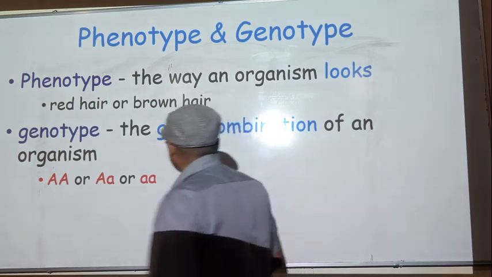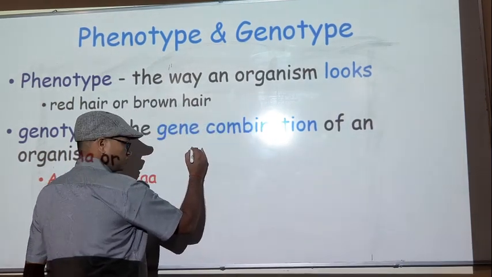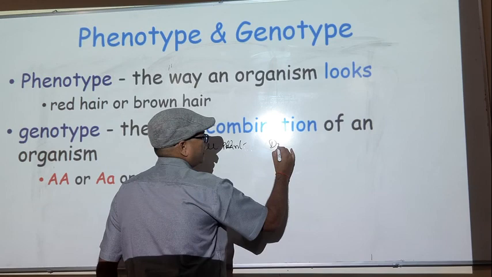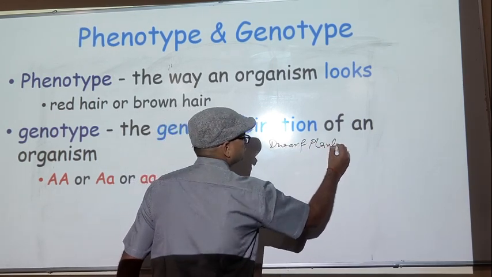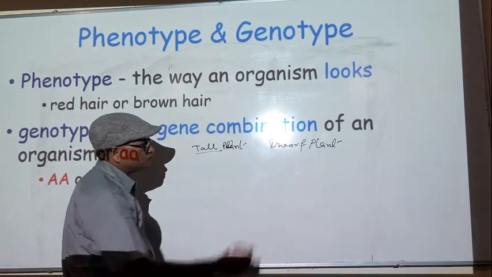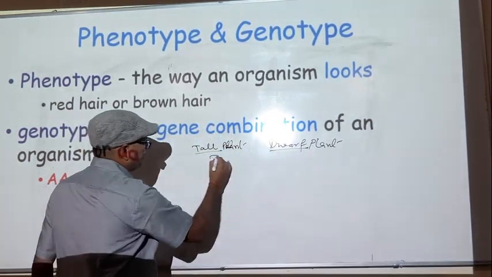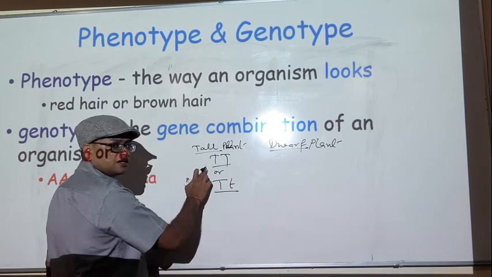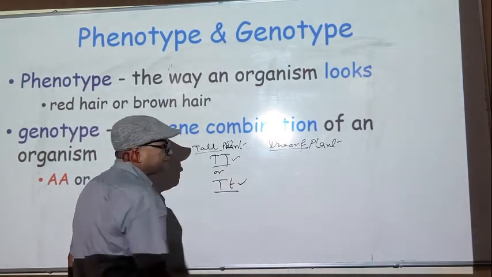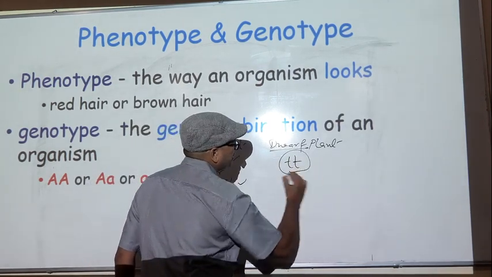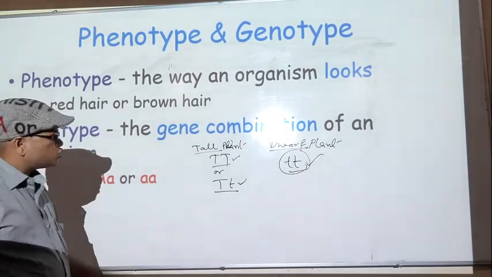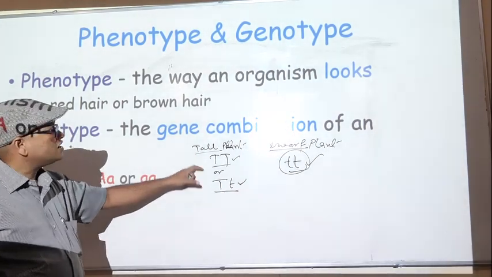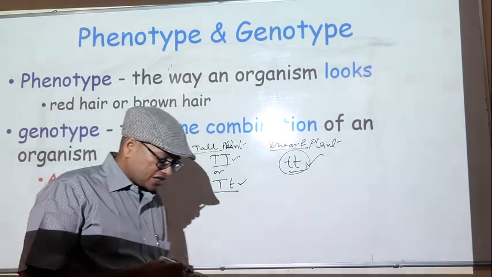It means if we take a tall plant and a dwarf plant, here tallness is the phenotype, dwarfness is the phenotype, but the capital T capital T or capital T small t, these two combinations may be formed for the tall plant. These two are the genotype, and for the dwarf plant, small t small t will be the genotype. So the genetic combination behind the expression of a particular phenotype is called the genotype, and the character that is observable is called the phenotype.